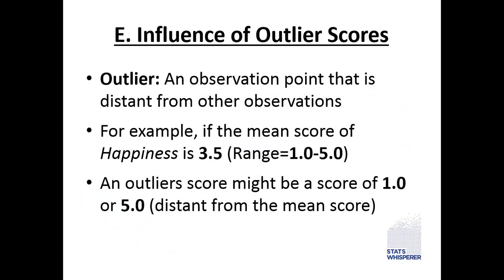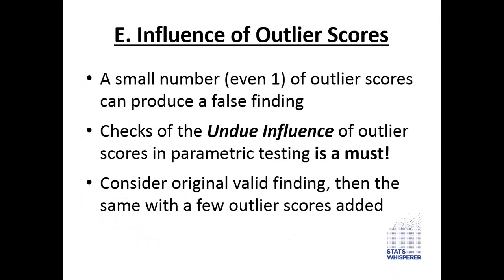So again, an outlier is a point that is distant from the mean. It's an extreme high or low. For example, if the mean score of happiness is 3.5 with a range of 1.0 to 5.0, an outlier score might be a score of 1 or a score of 5. It's really distant from the mean. Even one outlier, in some cases, can produce a false finding.